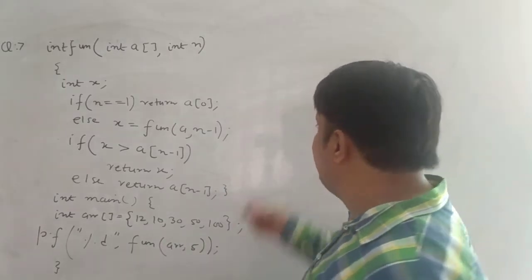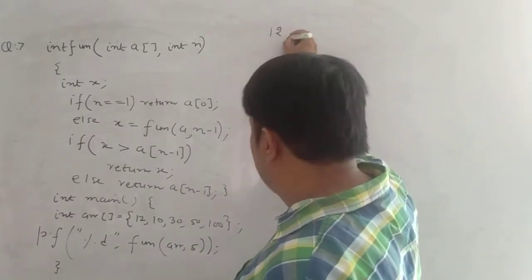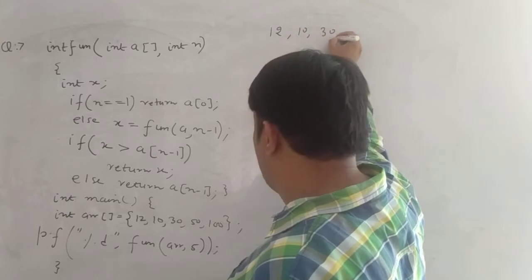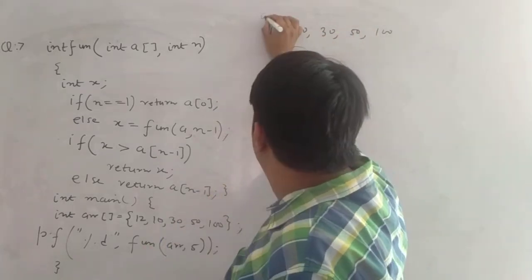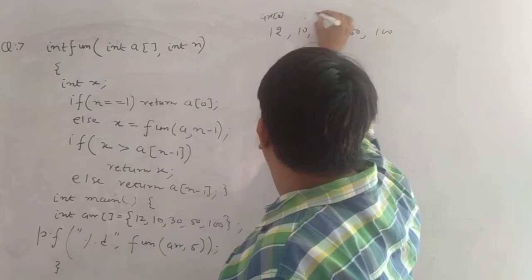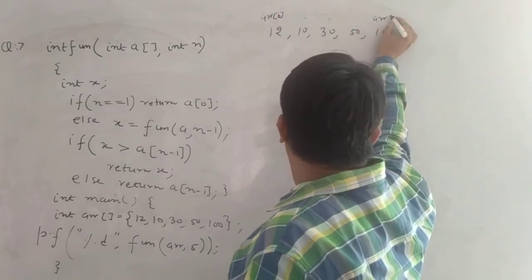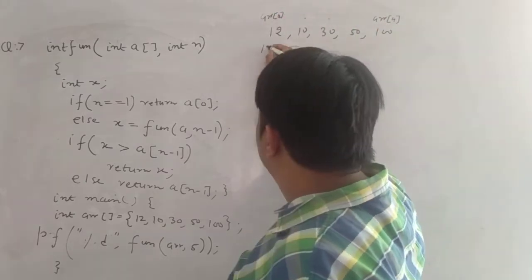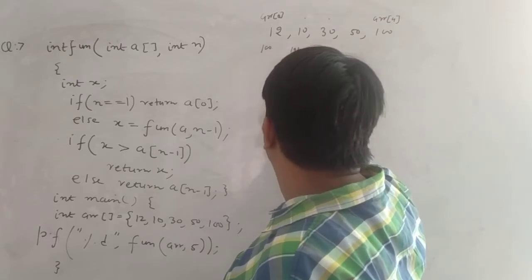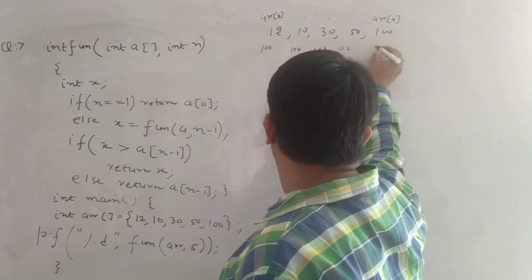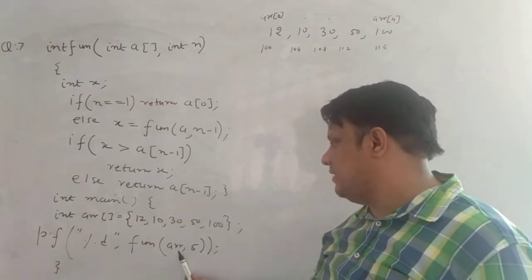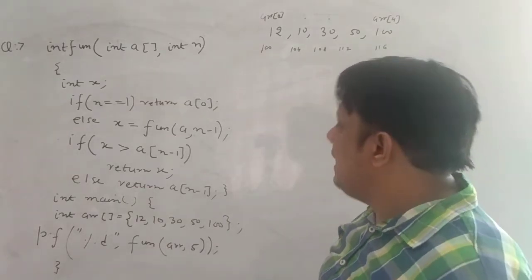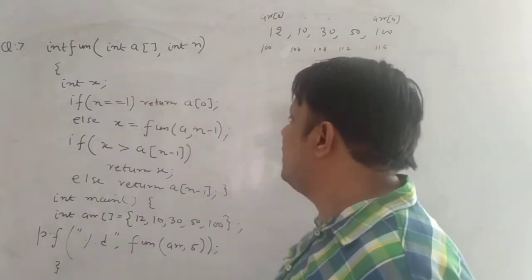In int main, your array is 12, 10, 30, 50 and 100, with indices ARR 0, 1, 2, 3 and ARR 4. Suppose the base address starts from 100, then 104, 108, 112 and 116. What we are doing is passing the base address of the array comma 5, and that is getting stored in your pointer A.